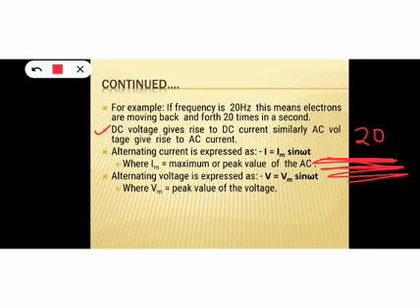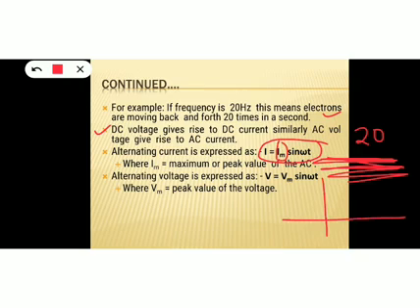At the same time, our DC voltage gives rise to a DC current. DC voltage means the current obtained from a battery or accumulator. So DC voltage gives rise to DC current. Similarly, AC voltage gives rise to AC current. And alternating current is expressed as I equal to Im sin omega t. This expression is very important and you must remember this expression. This is the way to represent the AC. Just I means it's a DC current and Im sin omega t means it is an AC current, where Im is the maximum value or peak value of AC current.